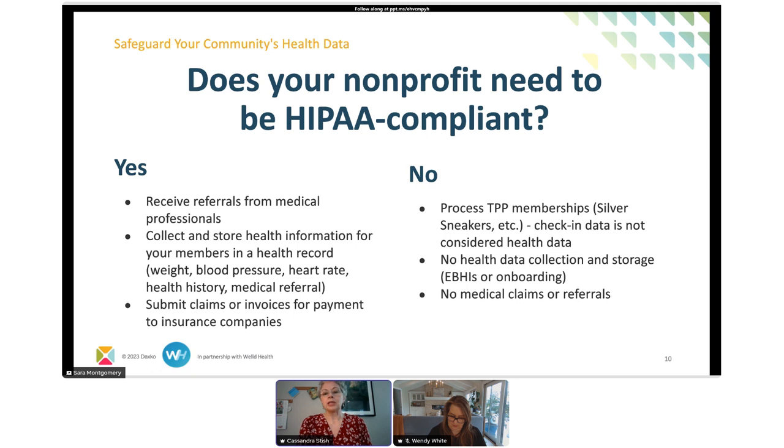If you're not collecting any health information and storing it, if you're not doing EBHIs or onboarding where you're collecting those baseline measurements and measuring outcomes over time, then no, you don't have to worry about it too much. And if you're not doing any medical claims or medical referrals, so if you're not getting people in the door into your programs from any of your clinicians in your community, don't worry about it too much. So I hope that was enough to get you thinking. This is a lot to think about.